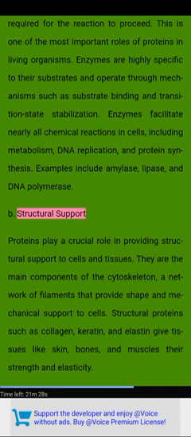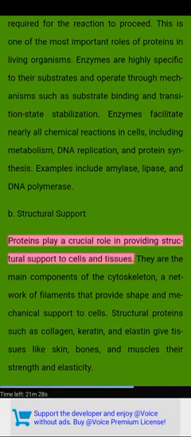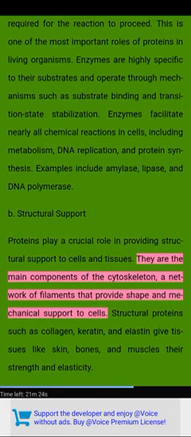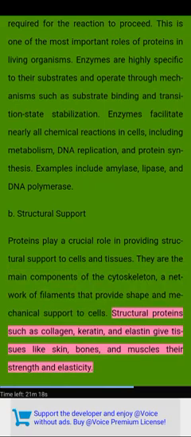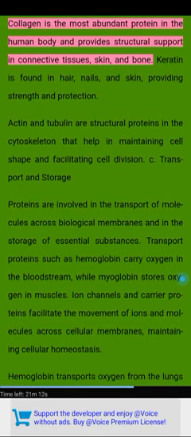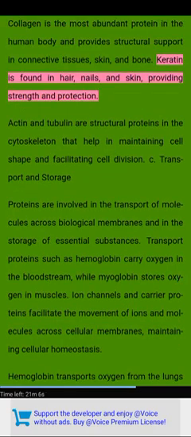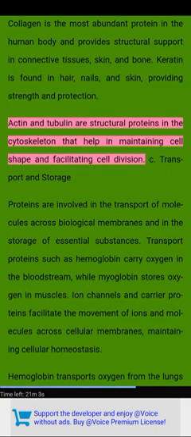B. Structural support. Proteins play a crucial role in providing structural support to cells and tissues. They are the main components of the cytoskeleton, a network of filaments that provide shape and mechanical support to cells. Structural proteins such as collagen, keratin, and elastin give tissues like skin, bones, and muscles their strength and elasticity. Collagen is the most abundant protein in the human body and provides structural support in connective tissues, skin, and bone. Keratin is found in hair, nails, and skin, providing strength and protection. Actin and tubulin are structural proteins in the cytoskeleton that help in maintaining cell shape and facilitating cell division.